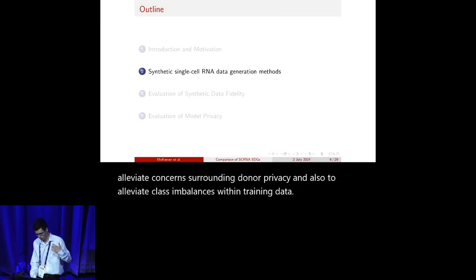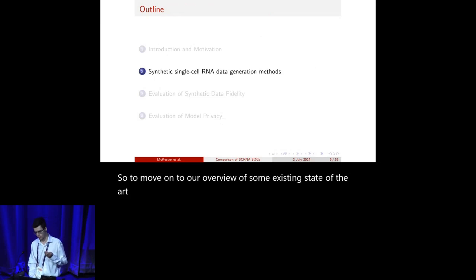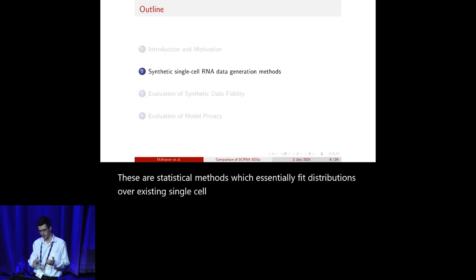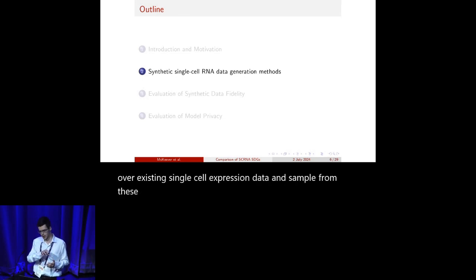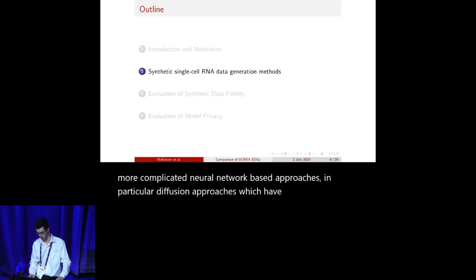So to move on to our overview of some existing state-of-the-art methods, we select 4 methods which fall into 2 broad categories. These are statistical methods, which essentially fit distributions over existing single cell expression data and sample from these distributions, and deep learning methods, which involve more complicated neural network-based approaches, in particular diffusion approaches, which have become popular recently.